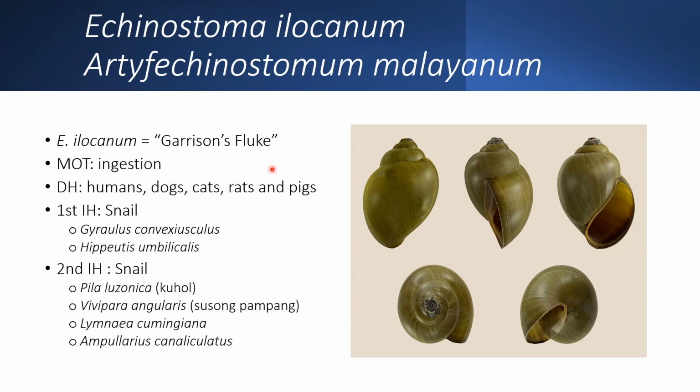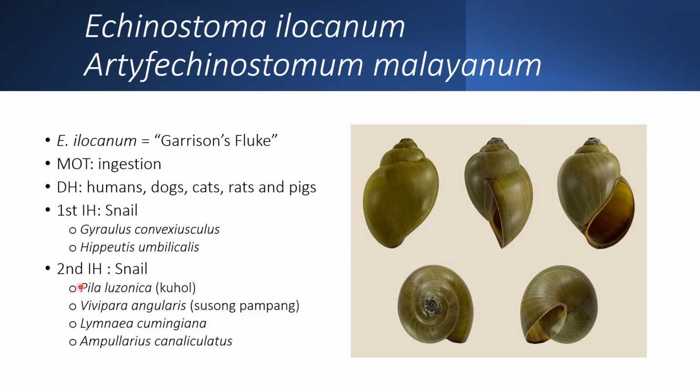So we have your dogs, cats, pigs, rats, and even rabbits. Humans can also be infected by your E. elocanum and A. malayanum. The first intermediate hosts are Gyraulus convexiusculus and Hippeutis umbilicalis. Your second intermediate host is a snail again. This is unique for your Echinostoma and A. malayanum, because both the first and the second intermediate hosts are snails.